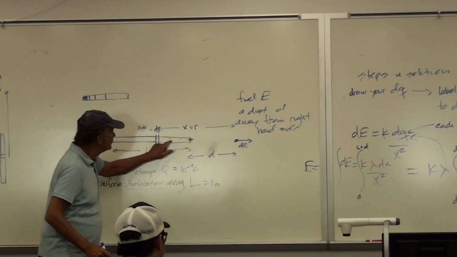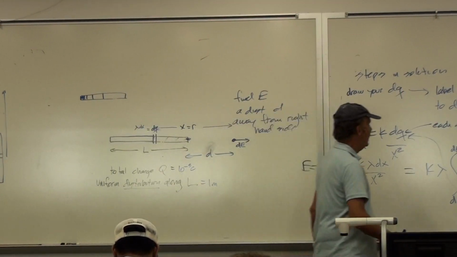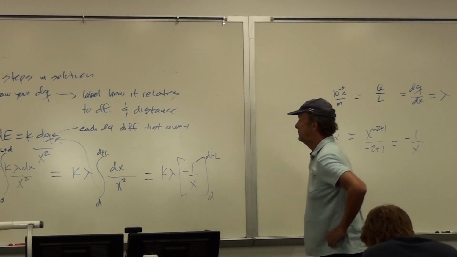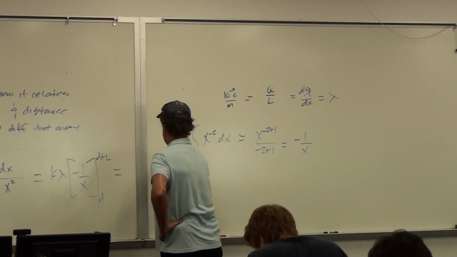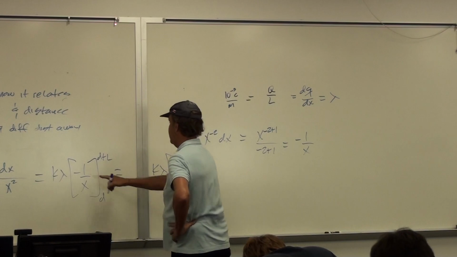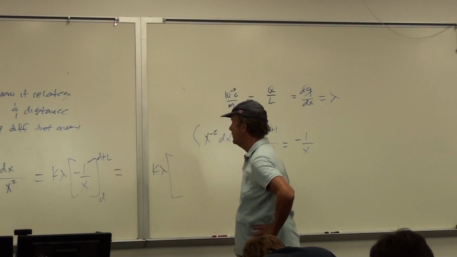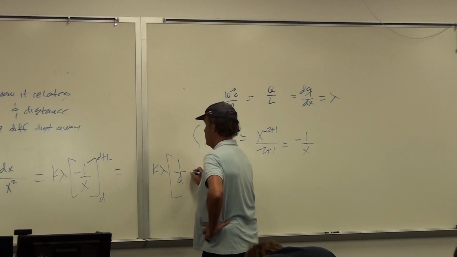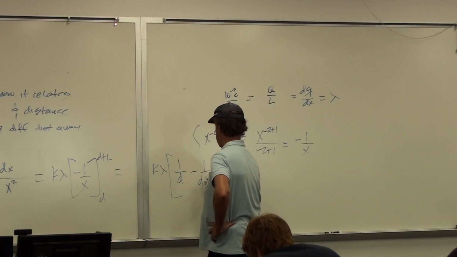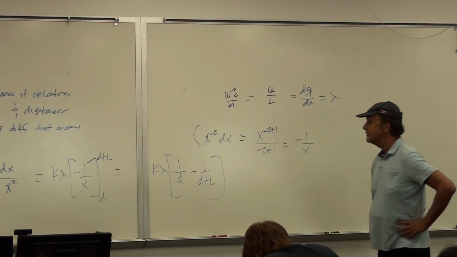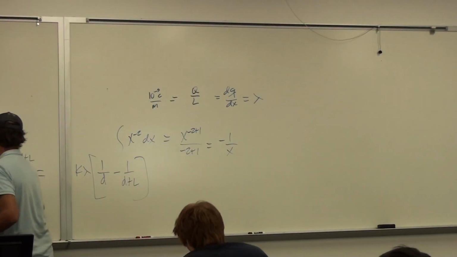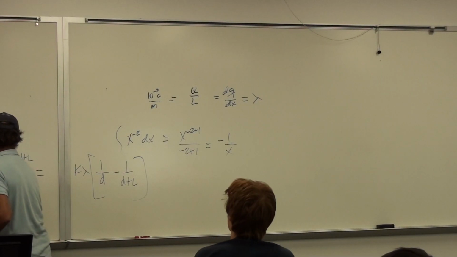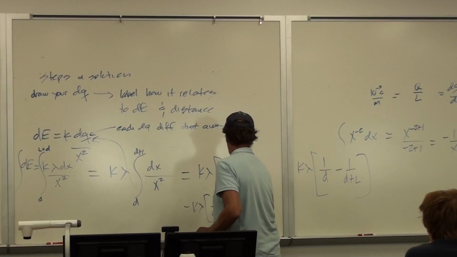So what I've done then is I've basically taken all these little charges and I've added them up. And so let's do that. Here, we can write this then as k lambda times, and here I'm going to reverse the order of evaluation. So this is going to be 1 over d minus 1 over d plus L. So I did two steps at once then. I had a minus sign out in front. Minus k lambda times 1 over d plus L minus 1 over d.